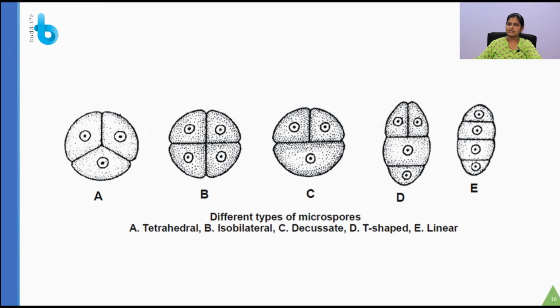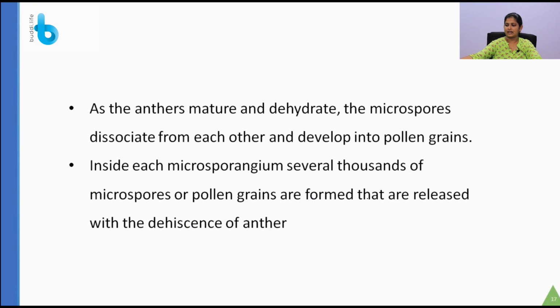3 will be on one side and again 1 is on the back side. Then this is a T-shaped microspore tetrad. You can see 2 are arranged on the top and the other 2 are at the bottom. Then all the 4 can be arranged in a linear fashion, and that is called the linear arrangement.